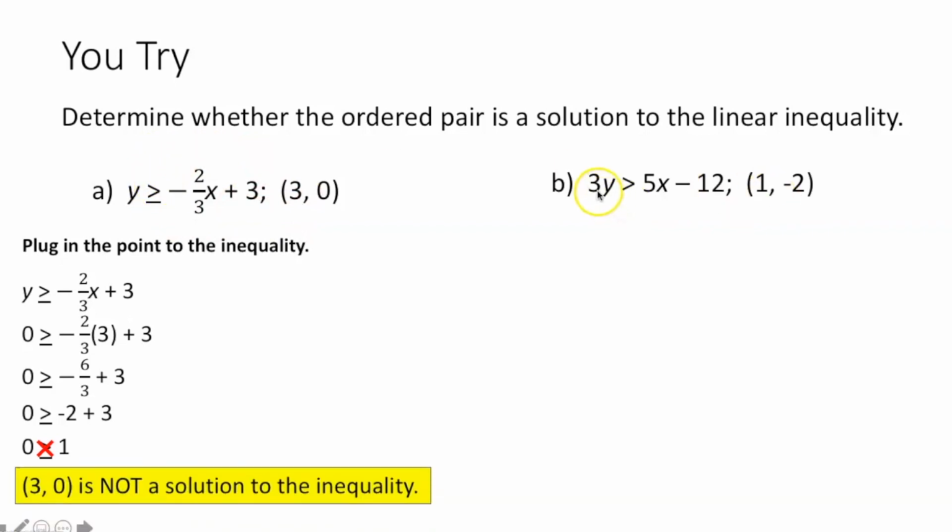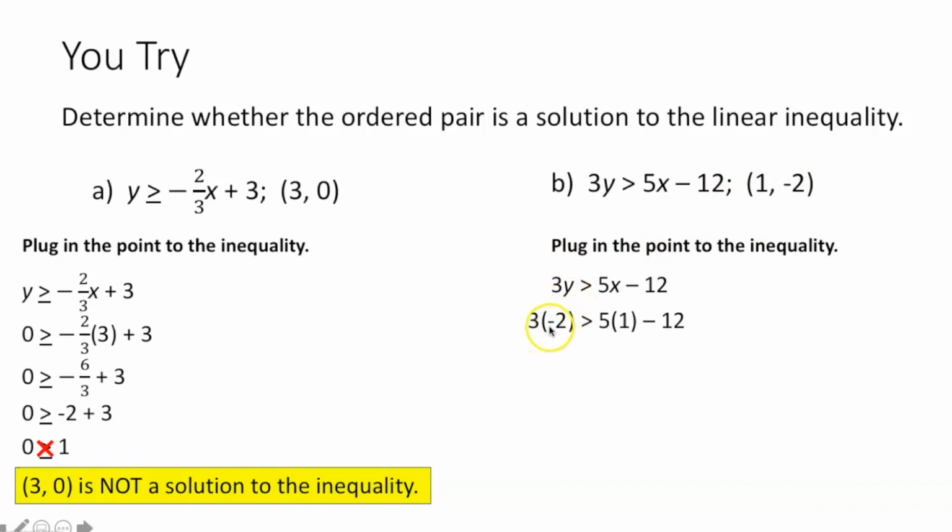Over here, we have 3y is greater than 5x minus 12. Now, is it okay that this is not in slope-intercept form, y equals mx plus b? Yeah, that's fine. All we have to do is just plug in our point and see if the inequality comes out true. So we take 1 and plug it in for x, and we take -2 and plug it in for y.